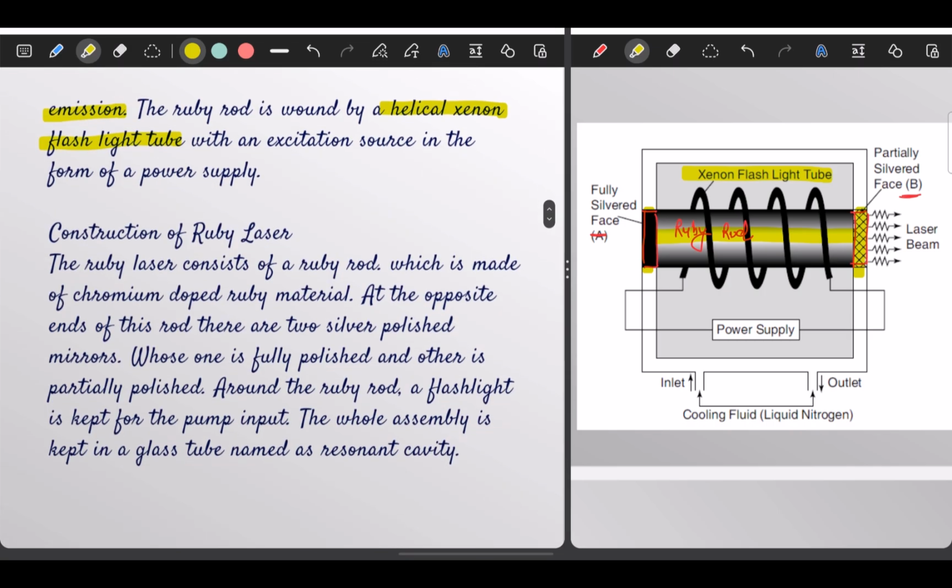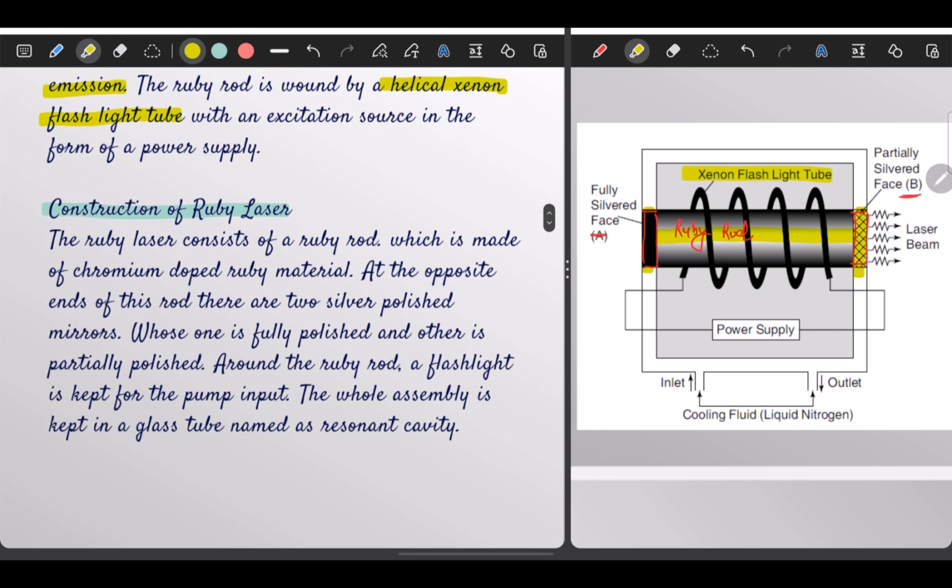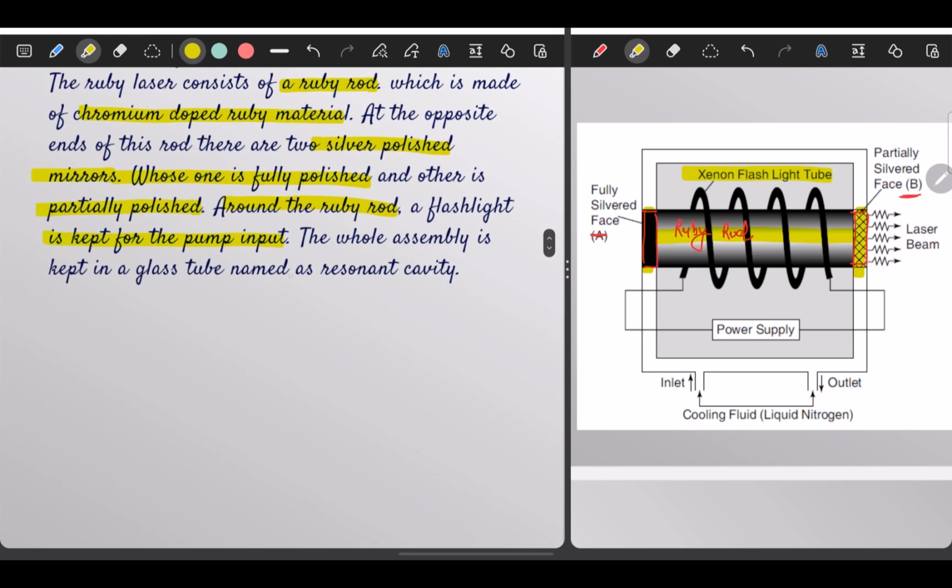Now let's talk about the construction of this ruby laser. The ruby laser consists of a ruby rod, as we have discussed, which is made up of chromium ion doped ruby material, Al2O3. At the opposite ends of this rod there are two silver polished mirrors, one fully polished and the other partially polished. Around the ruby rod, a flash tube is kept for pumping, and the whole assembly is kept in a glass tube which is named the resonant cavity. So this is the construction.